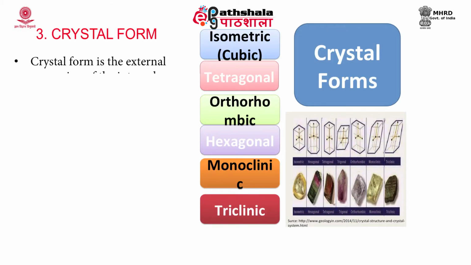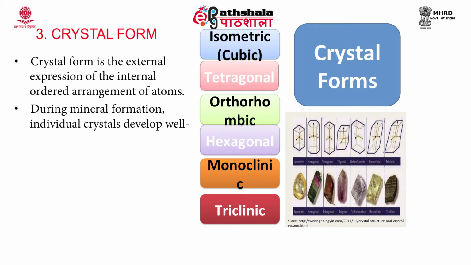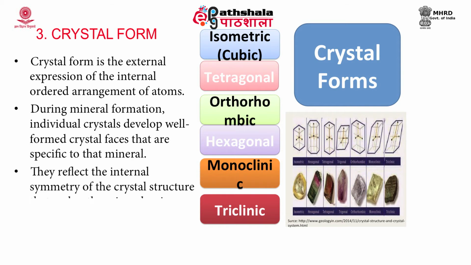Next property is crystal form. Crystal form can be isometric, tetragonal, orthorhombic, hexagonal, monoclinic or triclinic. Crystal form is the external expression of the internal ordered arrangement of atoms. During mineral formation, individual crystals develop well-formed crystal faces that are specific to that mineral. They reflect the internal symmetry of the crystal structure that makes the mineral unique.